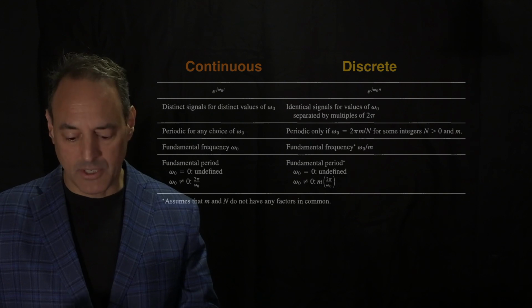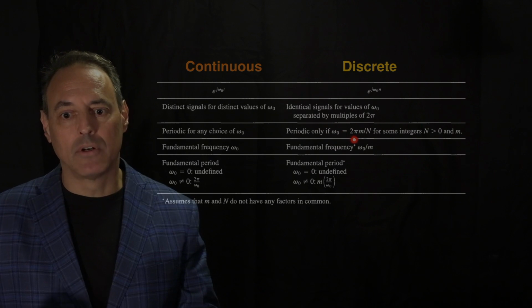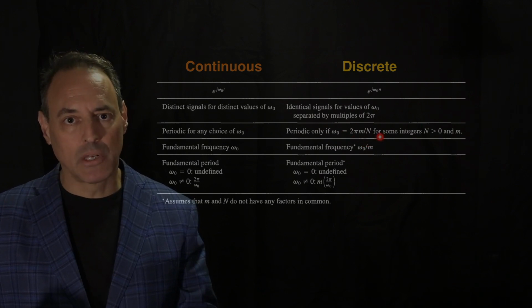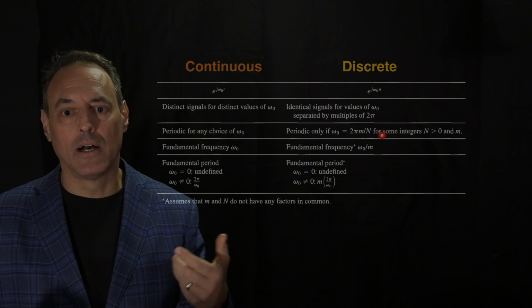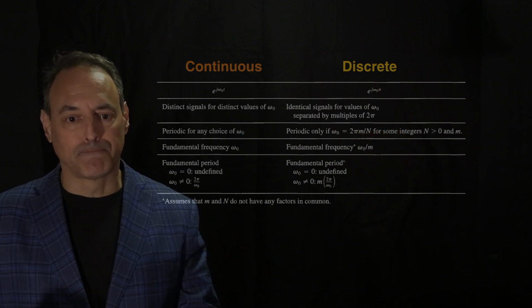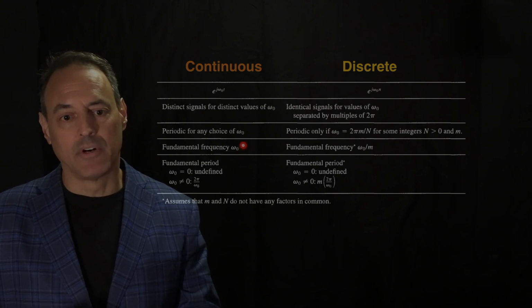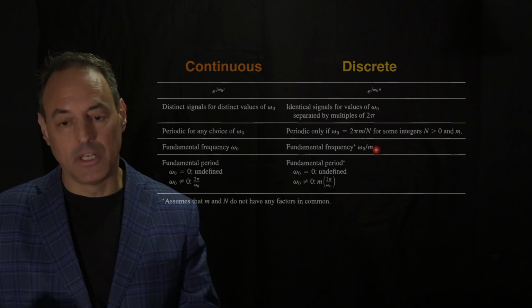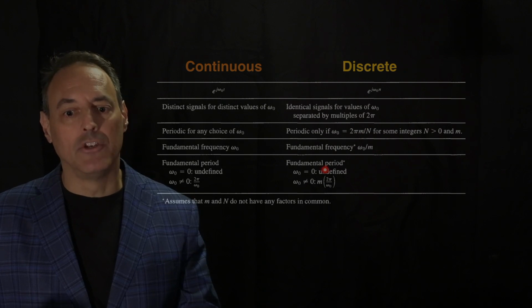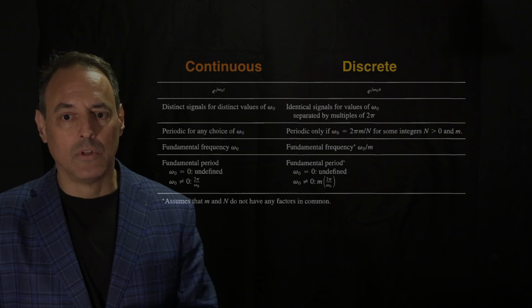As for the periodicity conditions, for any choice of omega t, you get a period. However, here you have to have these integer relationships between the period and the n itself of your model. The fundamental frequency you can find is omega naught, and you can find some fundamental period, which is defined here, and then your fundamental frequency is omega naught over m, and you get a relationship to a fundamental period. These are the important distinctions between the two.